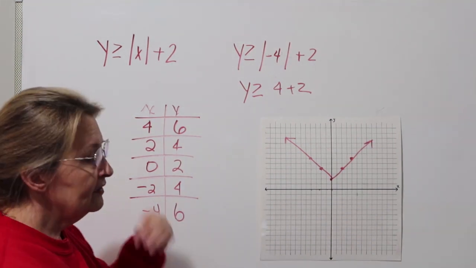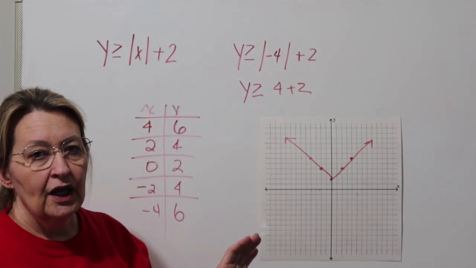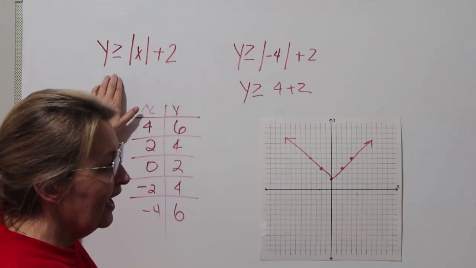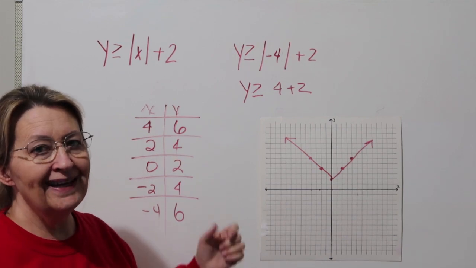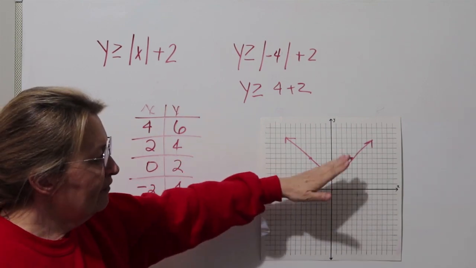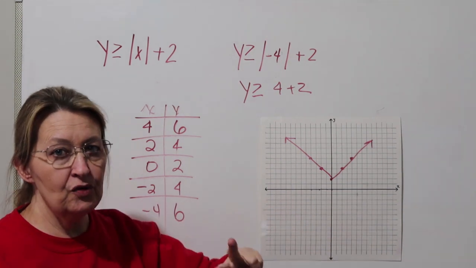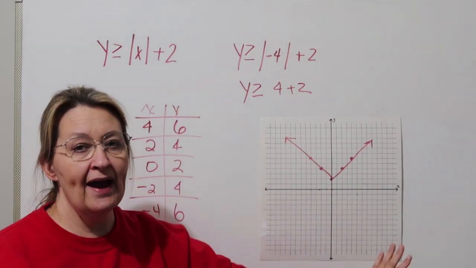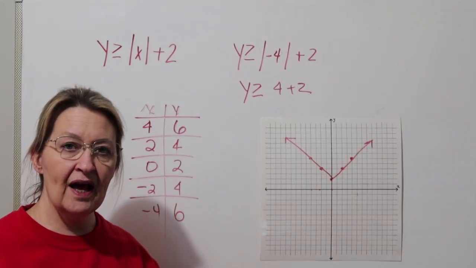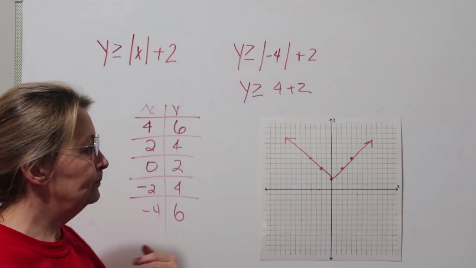Okay, now this is where it gets different because of this sign, you have an area. You're not finding one thing, you're finding an area. This graph divides your coordinate plane into two areas. There's the area inside your V and the area outside your V. So we have to decide which one do I need to shade.